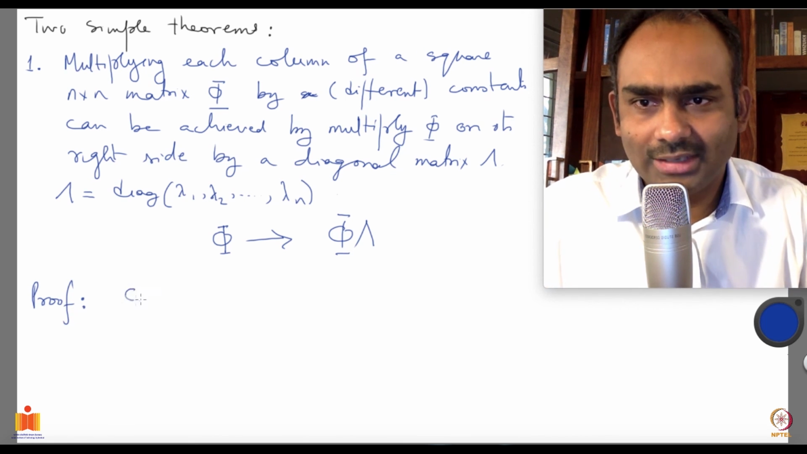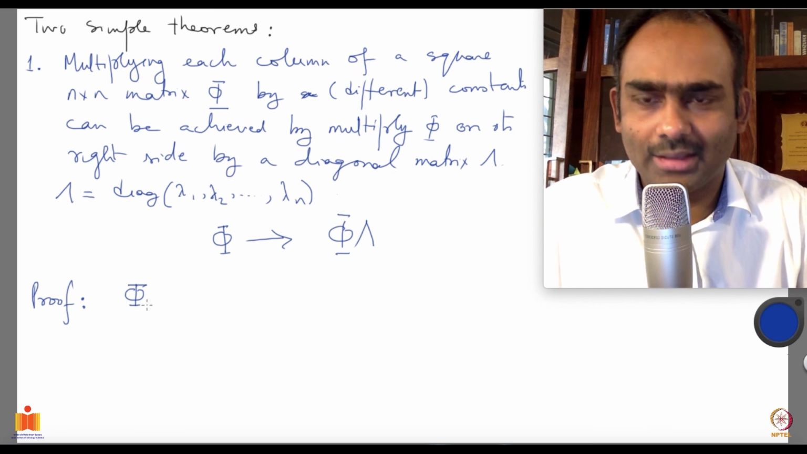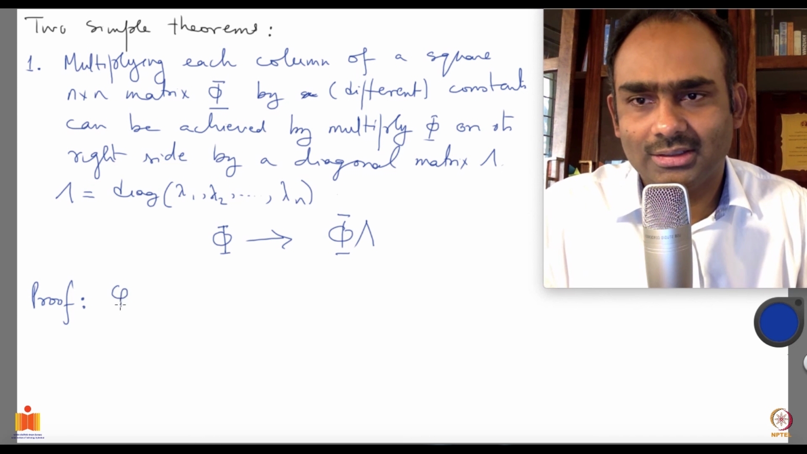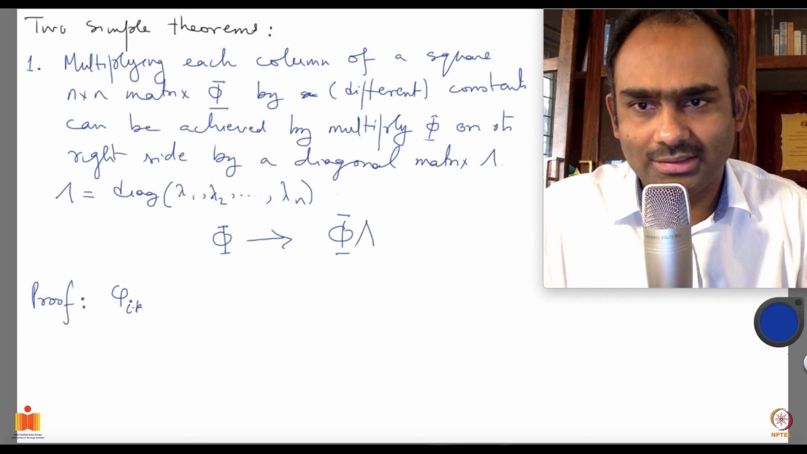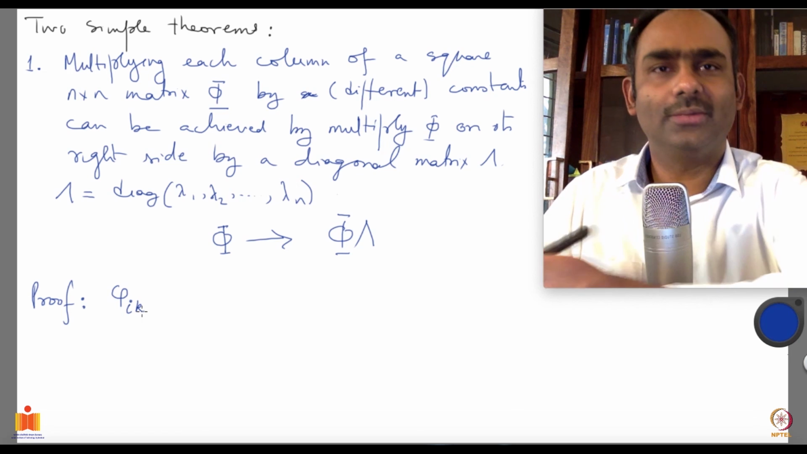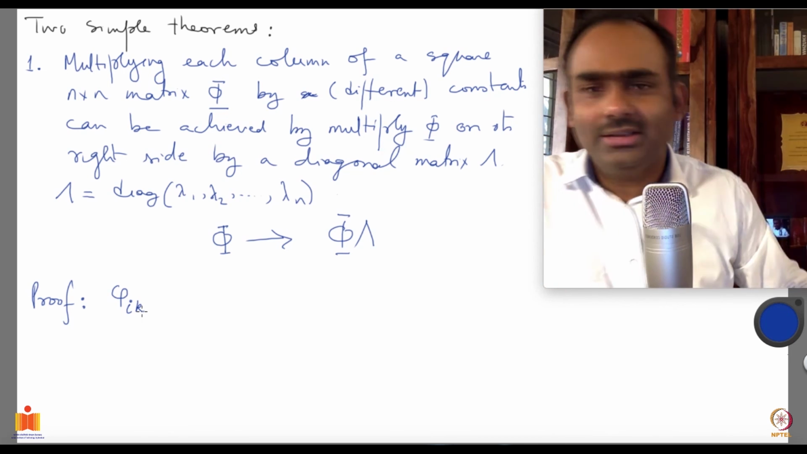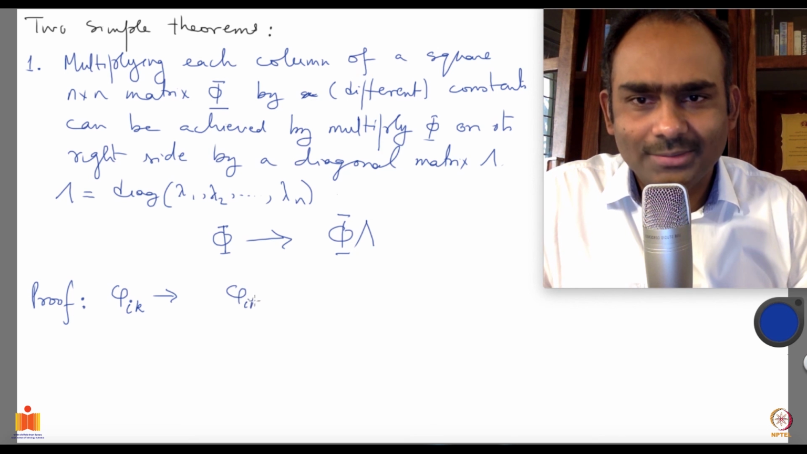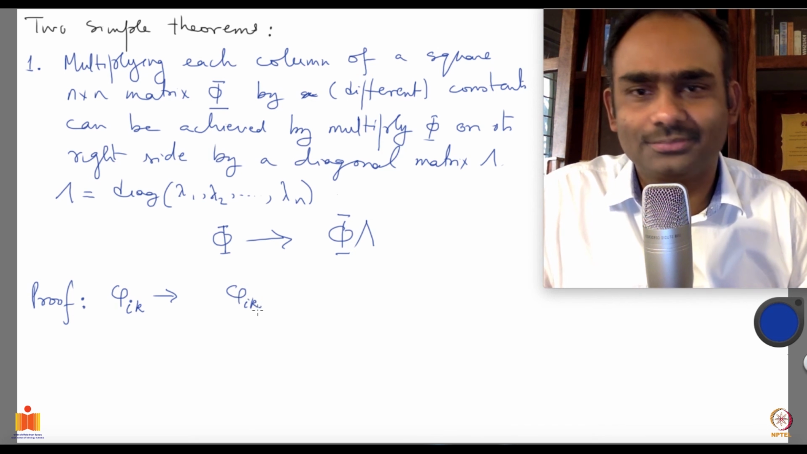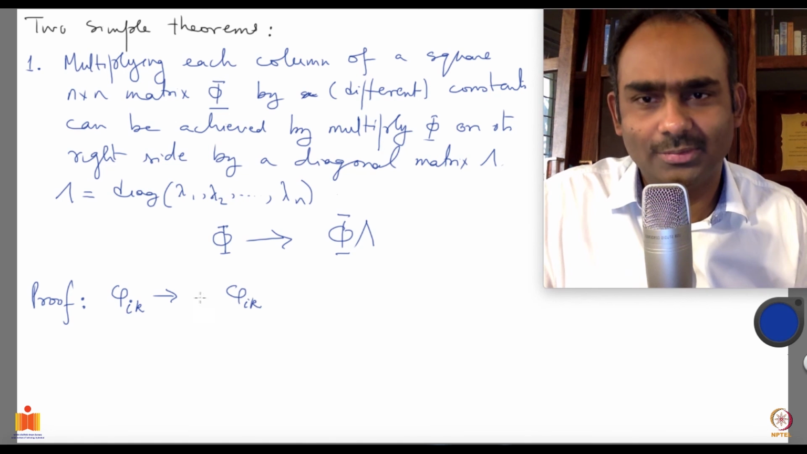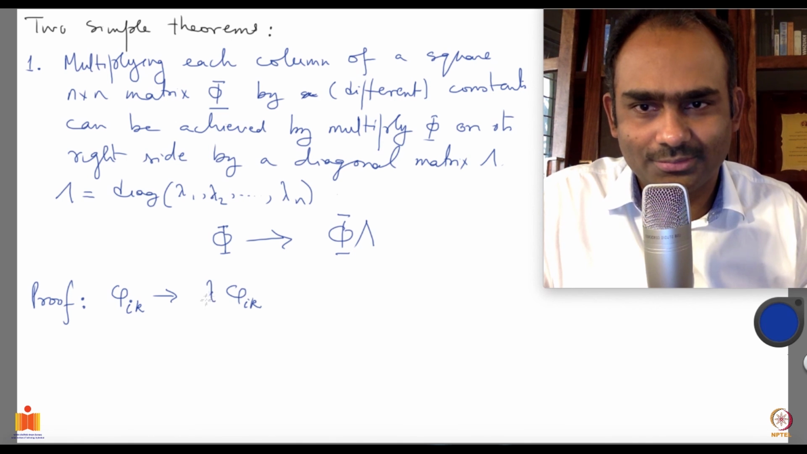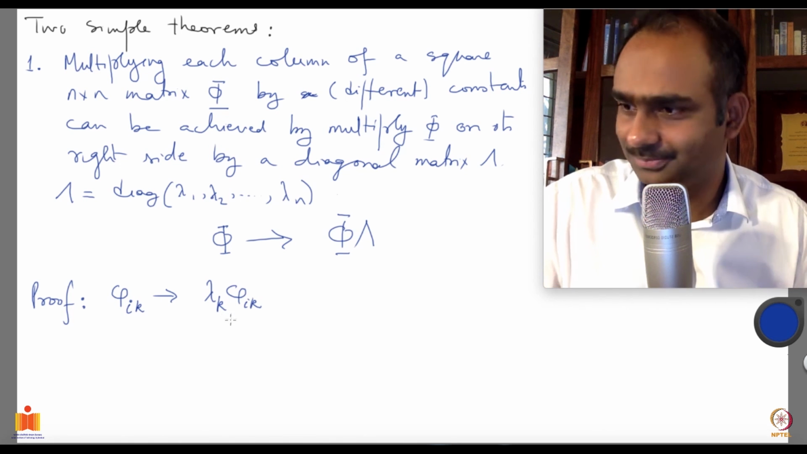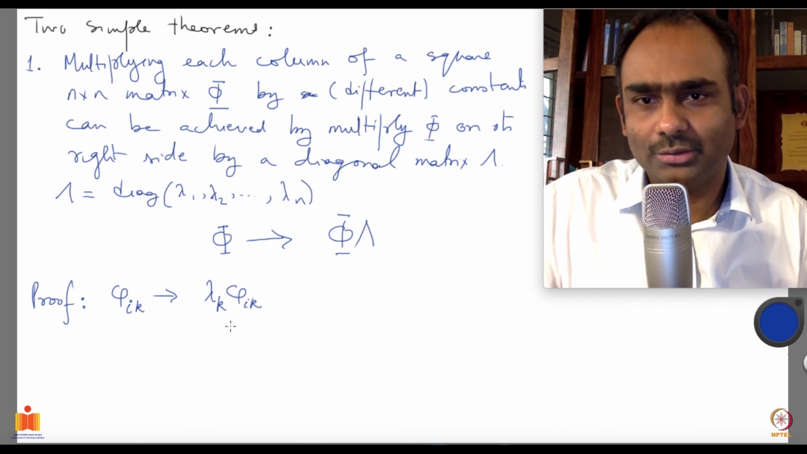So what I want to do is start from, let me use small phi to denote the entries. So let's say I have phi I k. k is the one which labels the columns. So what I want to do is go from here to phi I k, but each column gets multiplied by some lambda k. Remember, k labels the columns, so that's why I'm multiplying by lambda k. That's what I want to achieve.